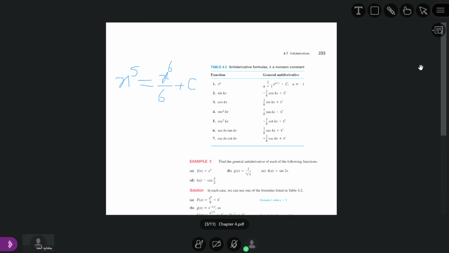Okay. If I ask you, what is the antiderivative of x power minus 2? We increase 1 in the power and divide by the whole power. So what will this become? X power minus 1, because minus 2 plus 1 is minus 1, divided by minus 1, plus some constant.